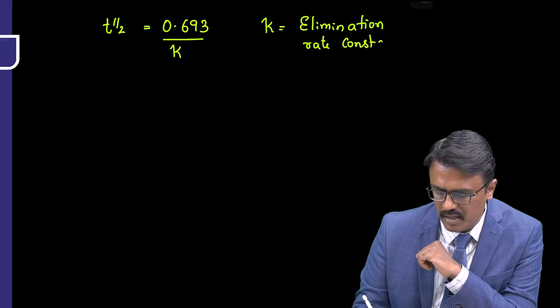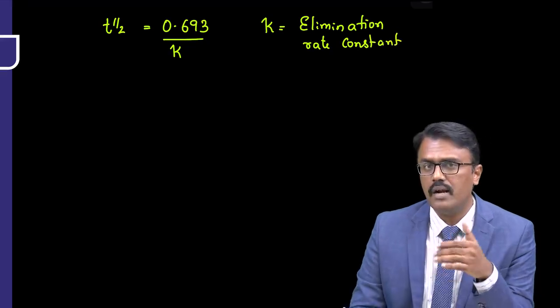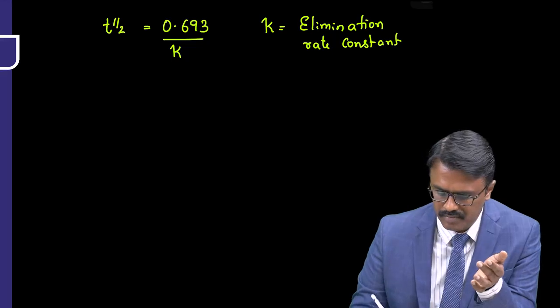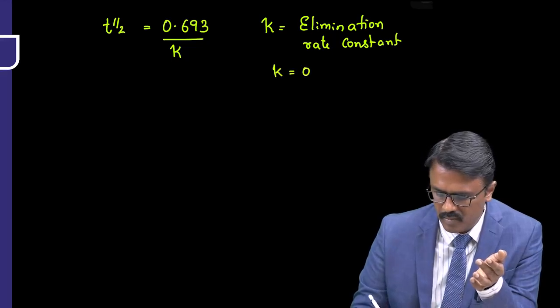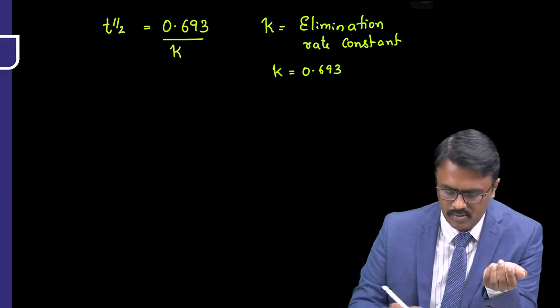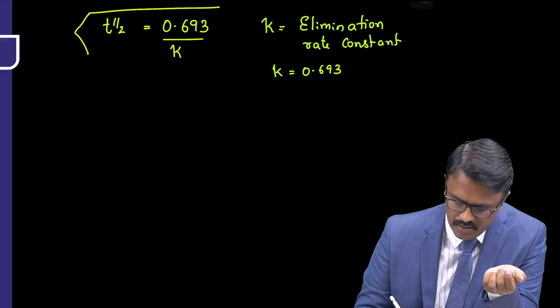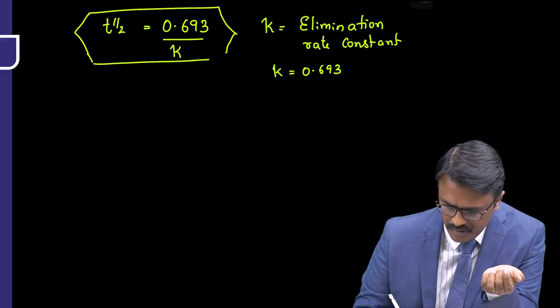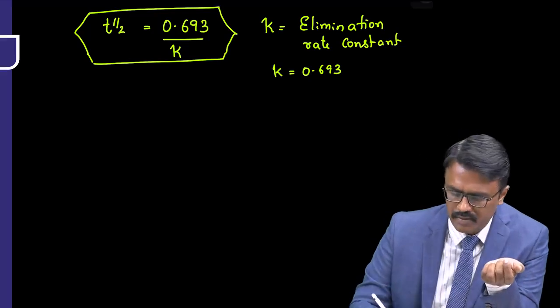In one of your exams, they had given the elimination rate constant and asked for the half-life. They gave the K value. For example, if K value is 0.693, what is the half-life? 1 hour. So, if you know this, it is easy to calculate. That is one thing. Is there any other formula for half-life?